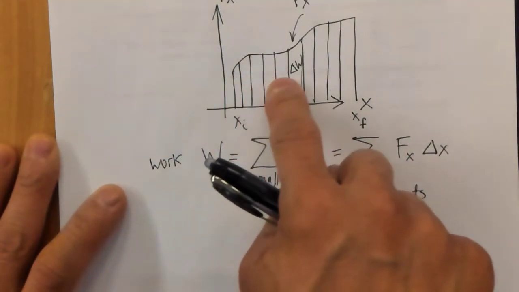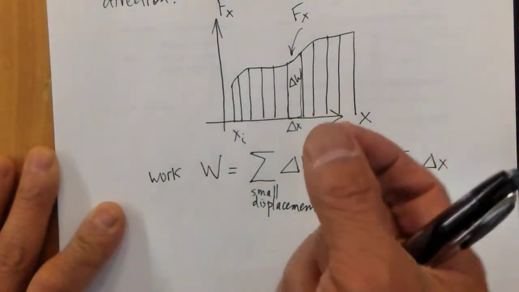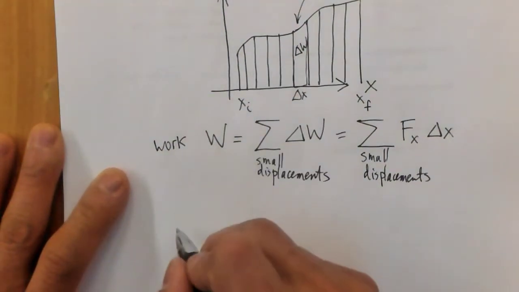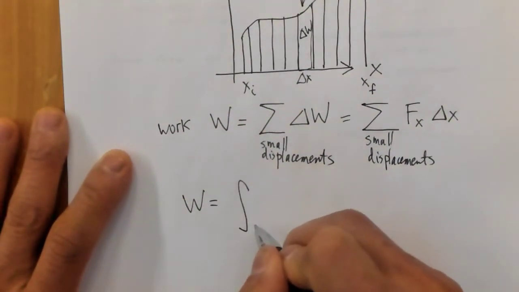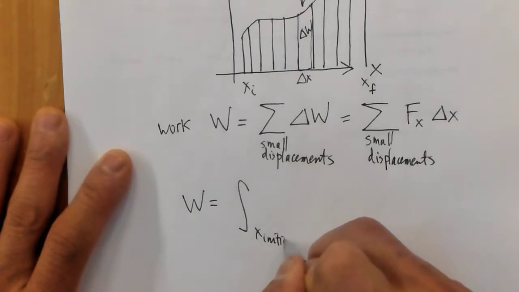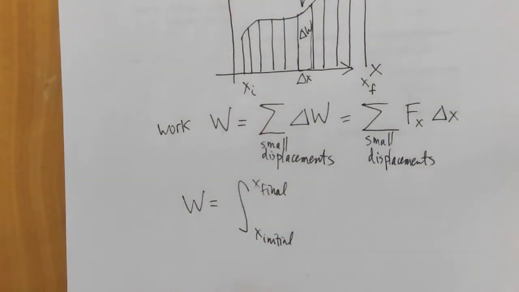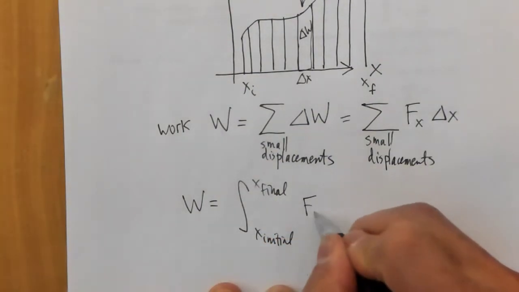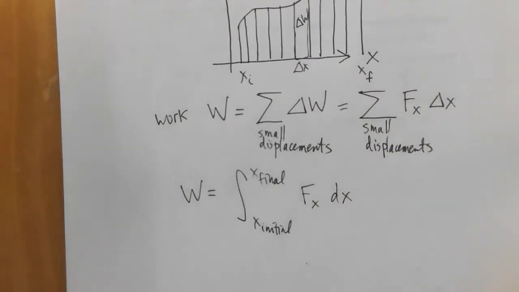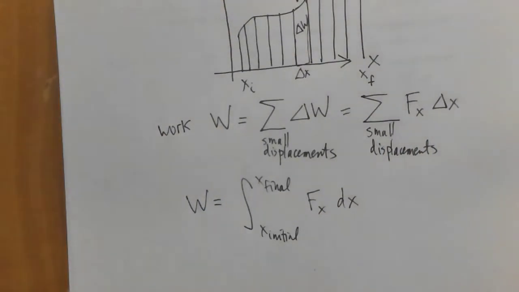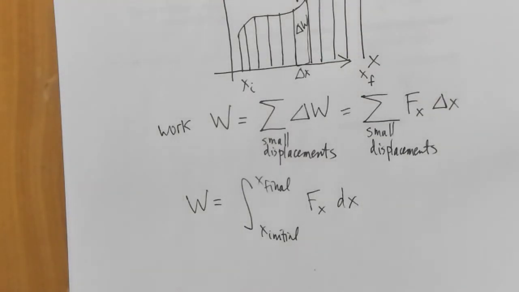If you take the limit as these little pieces go to 0 in width, then W is equal to the integral from x initial to x final, xi to xf, of Fx dx. Yeah. In this class, are we going to have to deal with where the force and the distance are both functions of time? We won't make life that complicated for you. Other questions?